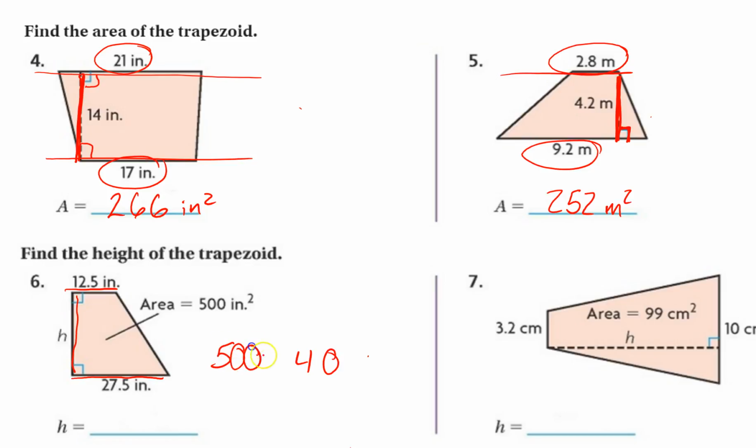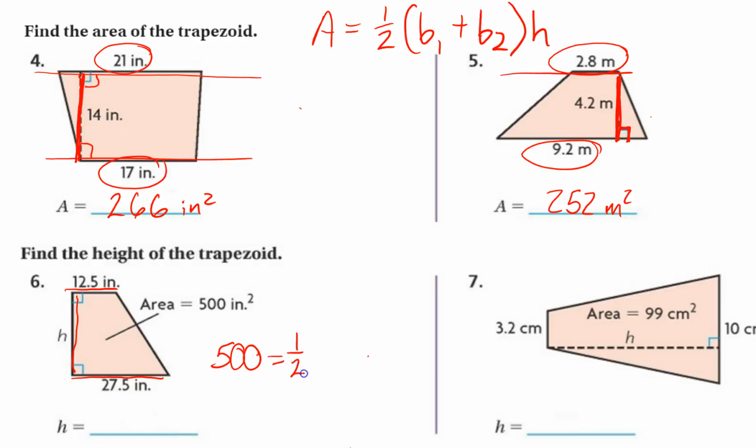So now I have area 500 equals 1/2 times 40. Give myself a little more room here. Remember the formula, area equals 1/2 times base 1 plus base 2 times the height. So area equals 1/2 times, and then we added base 1 and base 2 and we got 40, and then times the height.